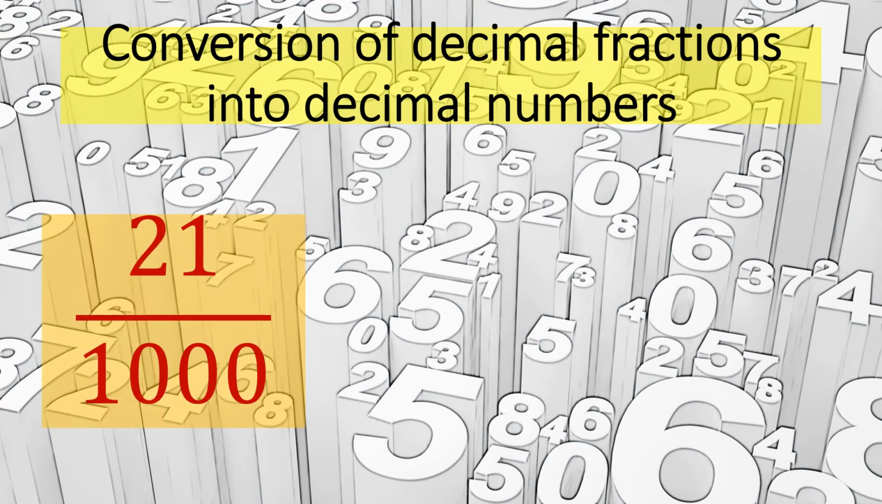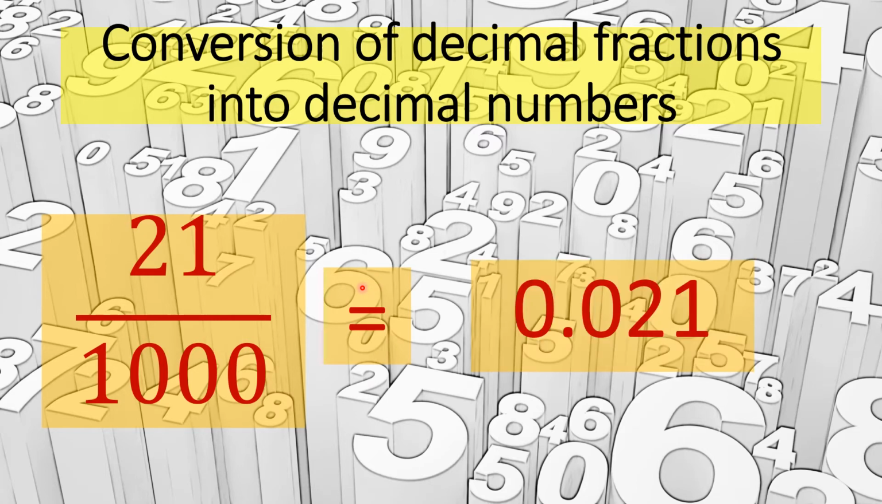Of this kind, 21 by 1000. Here there are 3 zeros in the denominator but in the numerator there are 2 digits only. So what we will do for the third digit? We will put a 0 here and the decimal point. So it is 0.021.